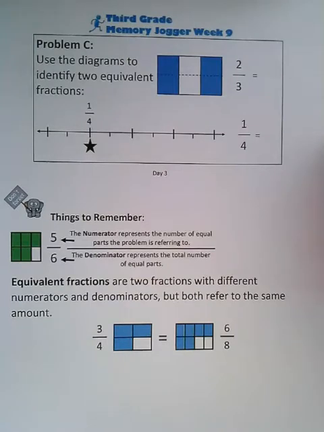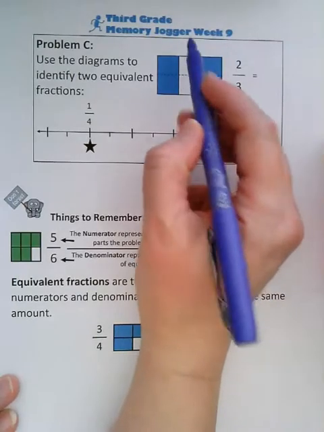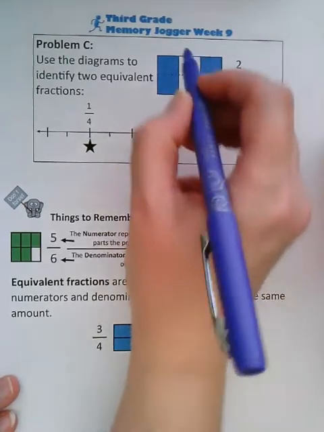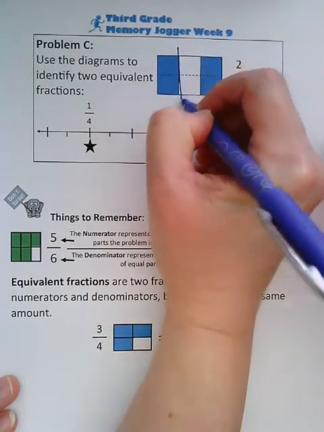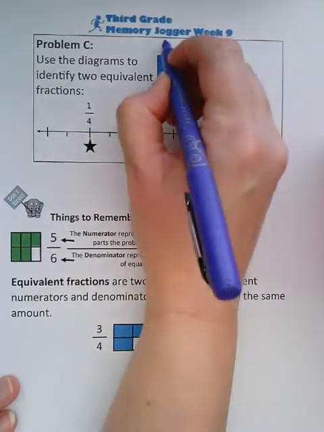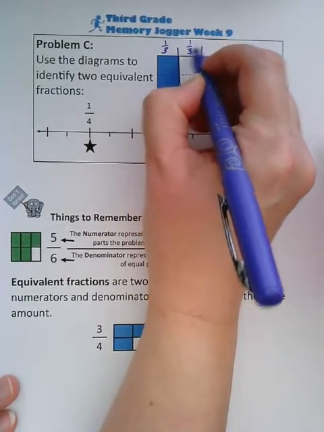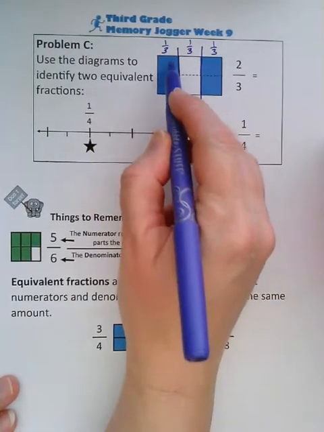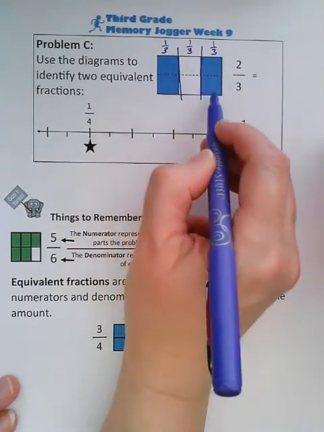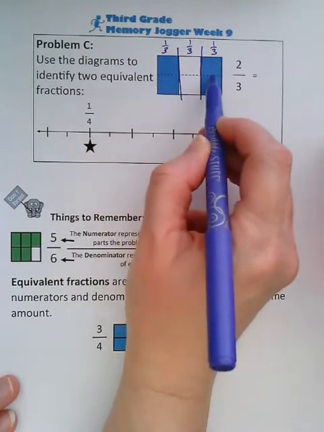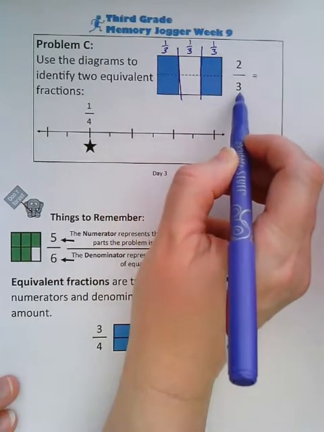Equivalent fractions are two fractions with different numerators and denominators, but both refer to the same amount. 3/4 is the same amount as 6/8, even though they have different numerators and denominators. Use the diagrams to identify two equivalent fractions. When we look at this, we can see that the first fraction is 2/3. So if we think of this in terms of thirds, that's 1/3, that would be 1/3, and that would be 1/3. And we can see that 2 of those 1/3 pieces, or 2/3, are shaded.